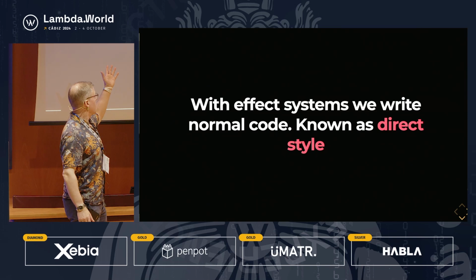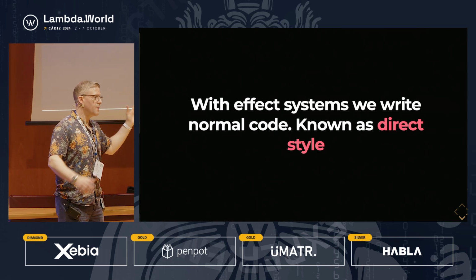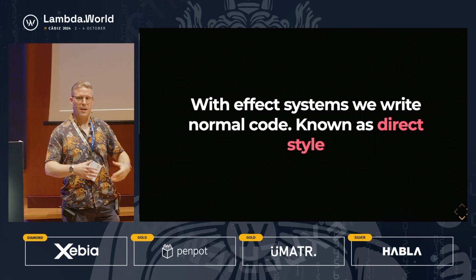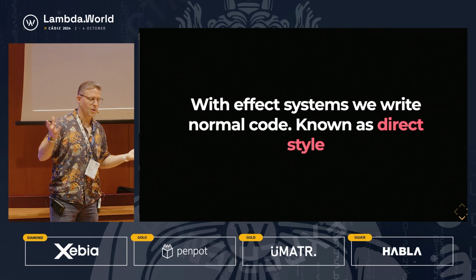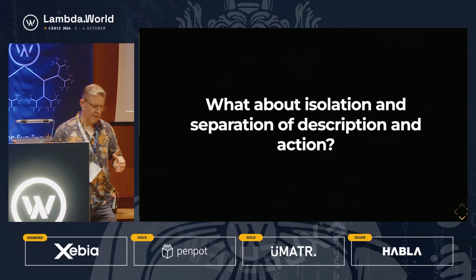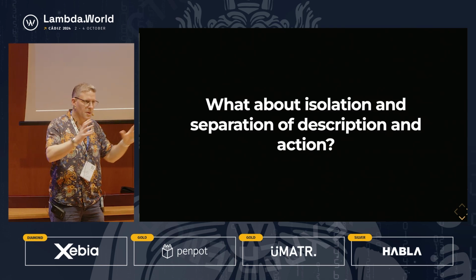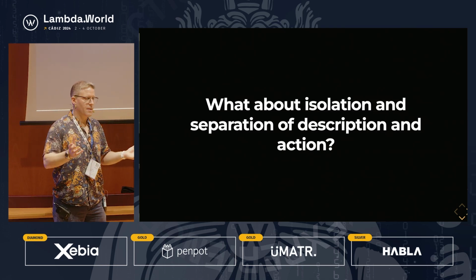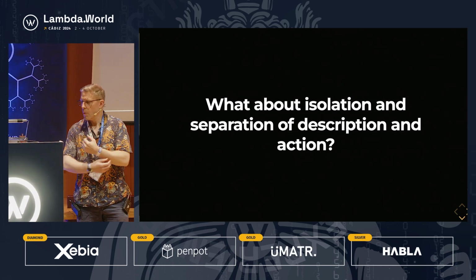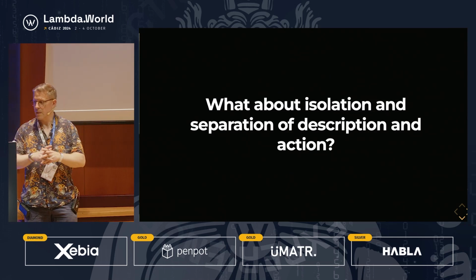However, what I want to say is in contrast to effect systems. With effect systems, we just wrote normal code. There was no need for this continuation passing style. And we call this direct style. Direct style is a name for just normal code, just code as we'd like to write it. So that's one comparison. Monads, we have to do this code transformation, which is continuation passing style. Effect systems, we just work with direct style. It's easier to do. What about the isolation of effects that we saw in effect systems, and what about the separation of description and action?